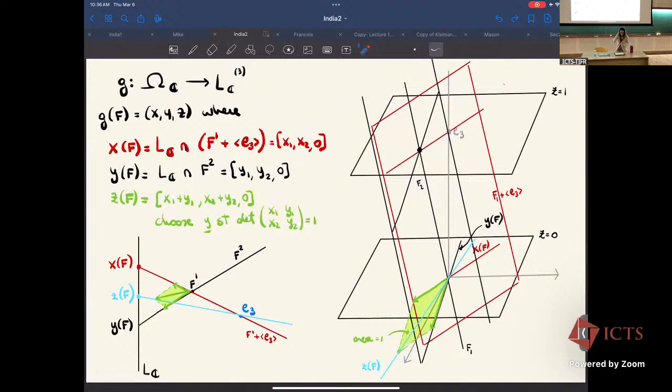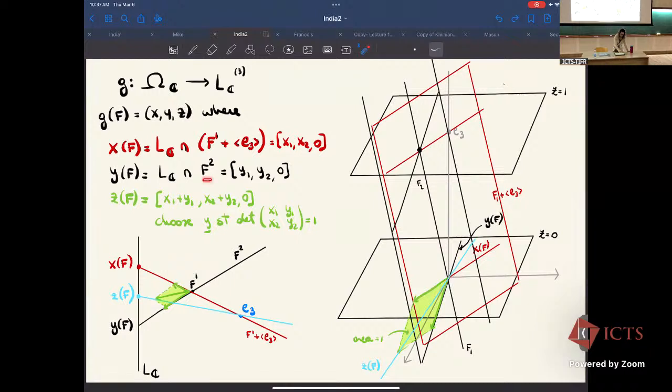So maybe let me try to see the three-dimensional picture. Okay, so this is the CP1, the LC. So this is our LC, the CP1 that is chosen by our irreducible representation. Then what we have is the line E3, and then we have the line F1. So what I try to do here, this red plane is the plane generated by these two lines. And so this plane will intersect my CP1 in this line.